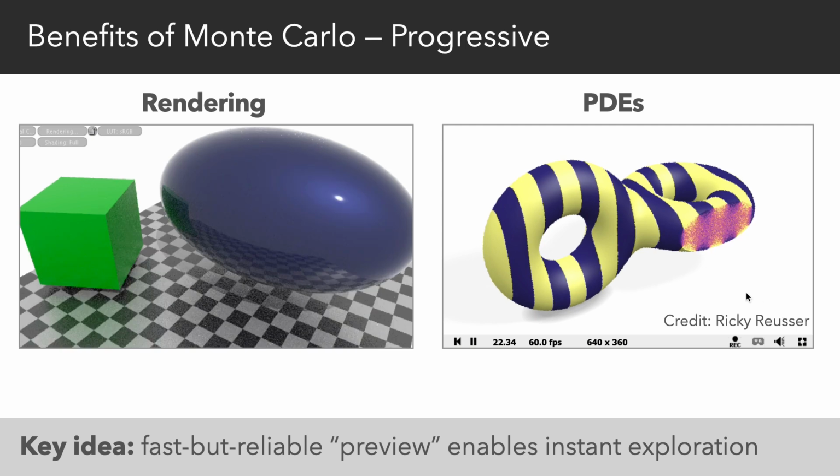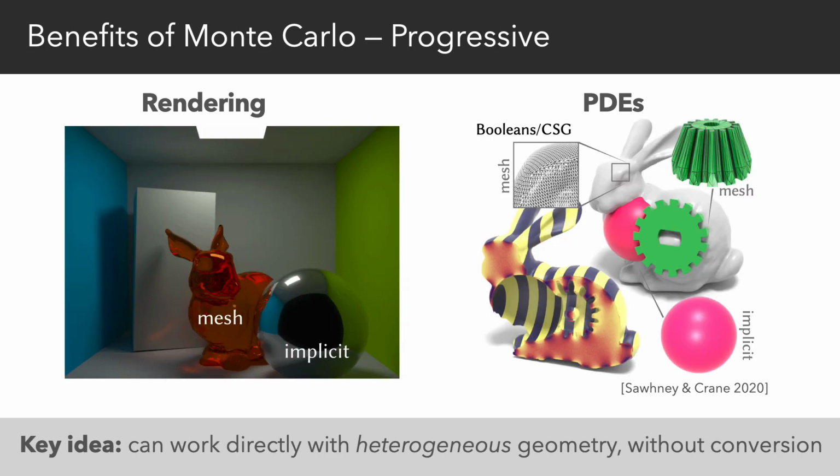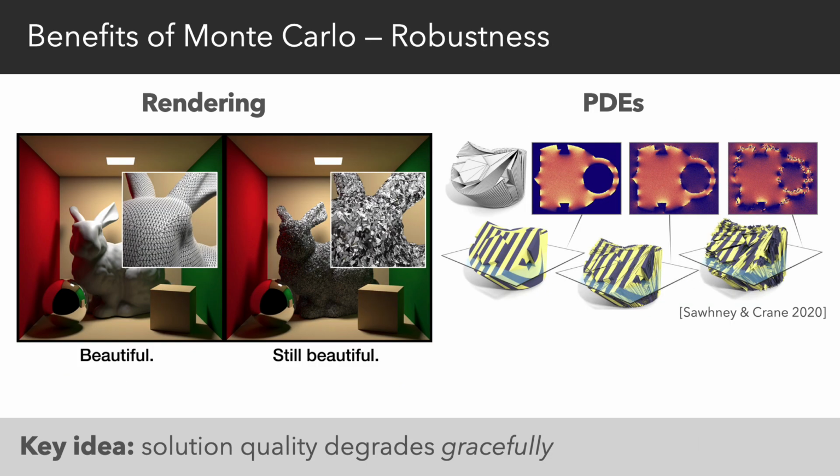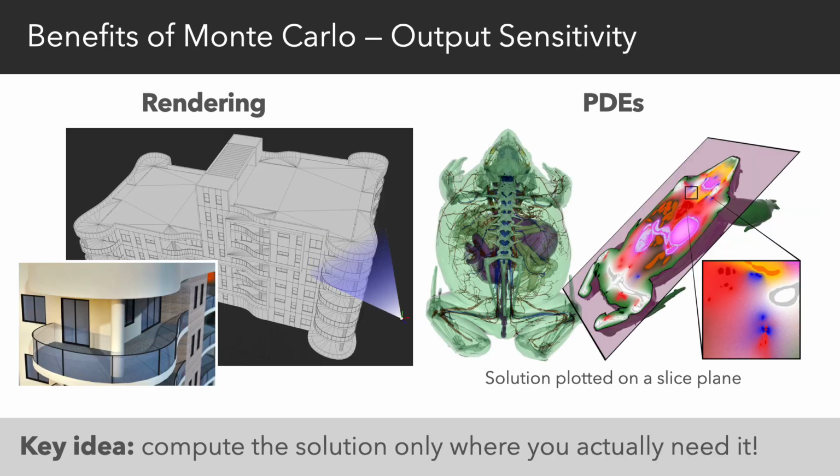with no pre-computation. Just like rendering, we can work directly with a mix of different geometric representations like meshes or implicit surfaces without having to generate a separate sim-ready finite element mesh. And you get a totally reasonable solution even if your geometry has defects like cracks, self-intersections, and low-quality triangles.